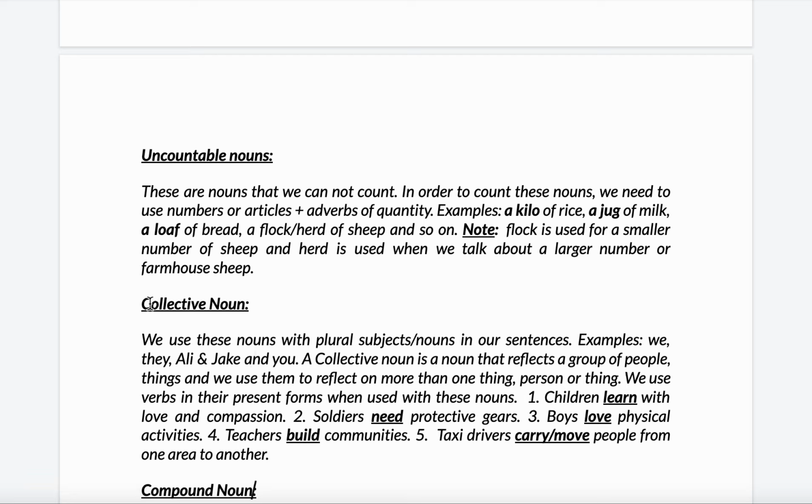So let's talk about collective nouns. We use these nouns with plural subjects in our sentences. Examples: we, they, Ali and Jake, and you. These are collective. A collective noun is a noun that reflects a group of people or things, and we use them to refer to more than one person, thing, or place. Maybe this is what I meant.